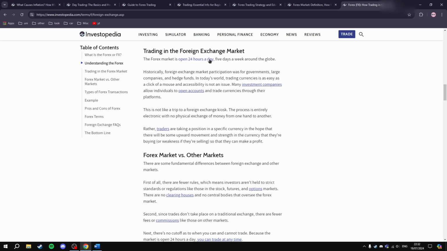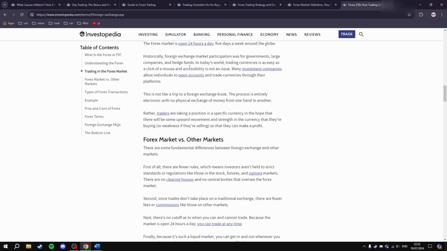The Forex market is open 24 hours a day, 5 days a week around the globe. Historically, foreign exchange market participation was for governments, large companies and hedge funds. In today's world, trading currencies is as easy as a click of a mouse and accessibility is not an issue. Many investment companies allow individuals to open accounts and trade currencies through their platforms.